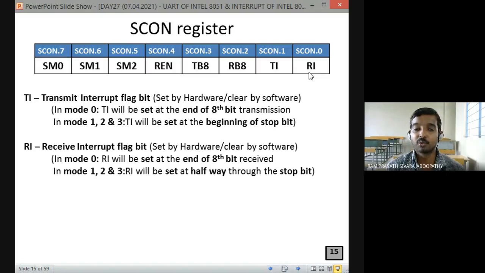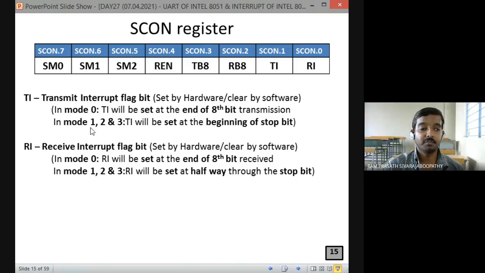We don't know whether the serial interrupt I have got is due to transmission or reception. So once you go into the ISR routine, you have to check whether the TI bit is set or the RI bit is set. If the TI bit is set, this interrupt is due to transmission. If the RI bit is set, this interrupt is due to reception. On examining the TI and RI bits, we can know for which purpose we have got this serial interrupt.